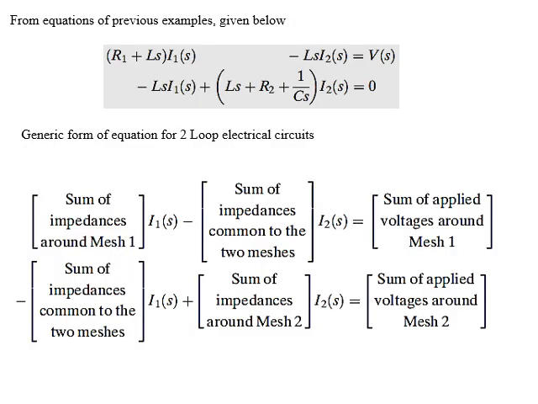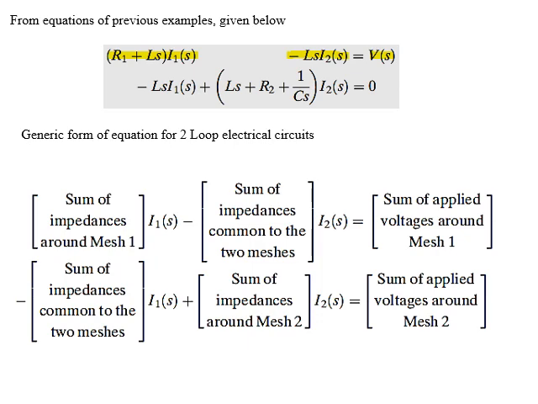Dear students, now if we analyze the set of equations obtained in previous examples, we conclude that for mesh 1, impedance R1 is present, the voltage source is present, and the impedance of the inductor is common between both meshes. Now its equation turns out to be (R1 plus Ls) multiplied by I1(s) minus the impedance of the inductor multiplied by current I2(s) is equal to V(s).